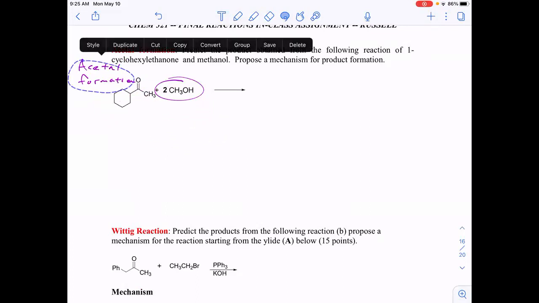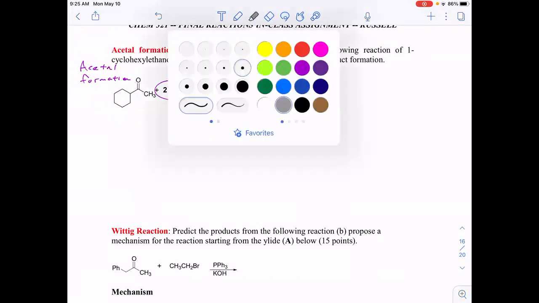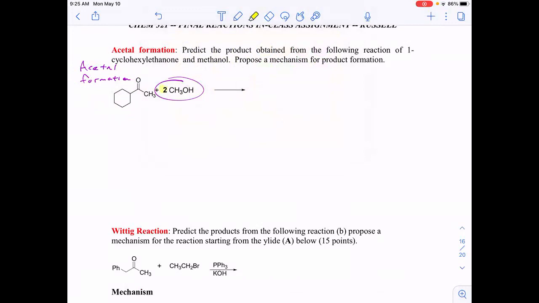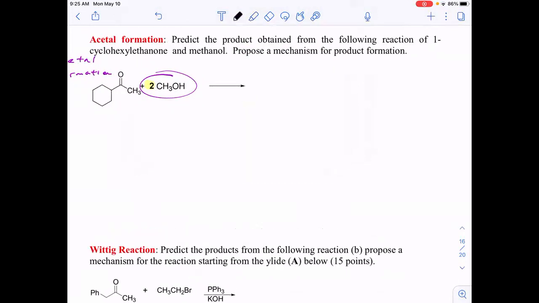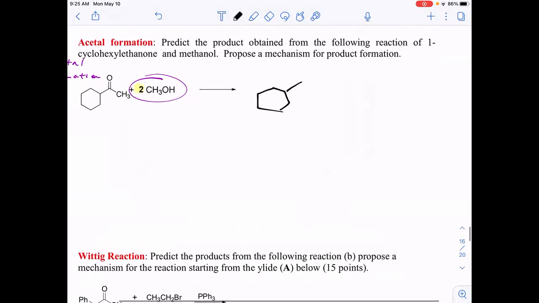Right. It's acetal formation. So what is the product? Notice the stoichiometry, right? I have 2 moles of my alcohol reacting with 1 mole of my ketone. Wouldn't the carbonyl break into 2 ethanols? You're right, but in this case we're adding 2 methoxy groups to it. I know what you meant.